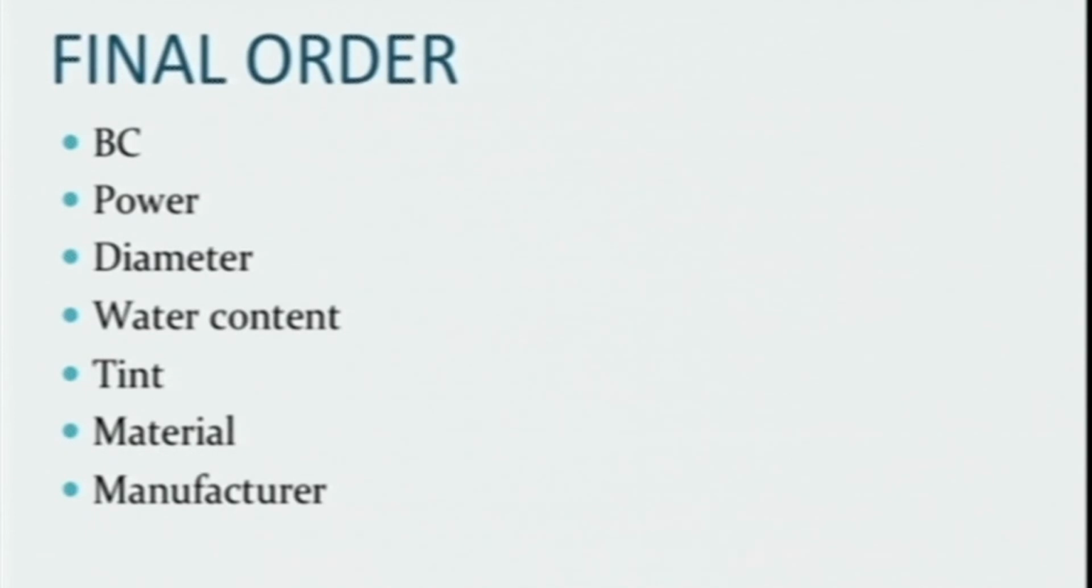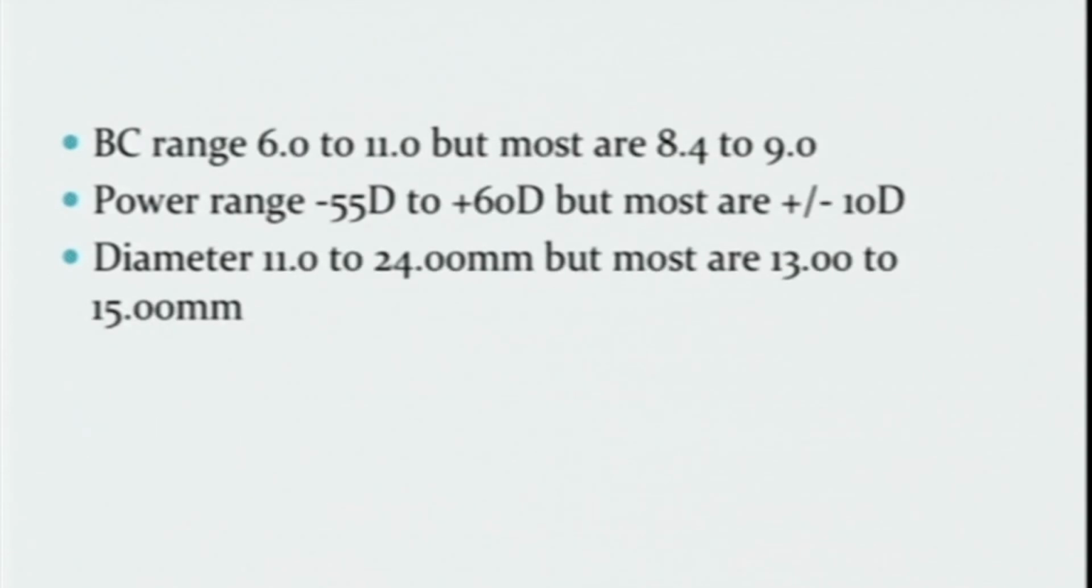The final order of the contact lens should contain a base curve, the power of the lens, the diameter, water content, tint, material, manufacturer. This is for theory. But outside, for prescription, we can have a base curve, power mentioned, and anyway we are going to talk about the tint, whatever is necessary for the patient. The base curve ranges from 6 to 11, but most are between 8.4 to 9. The power range is also different.